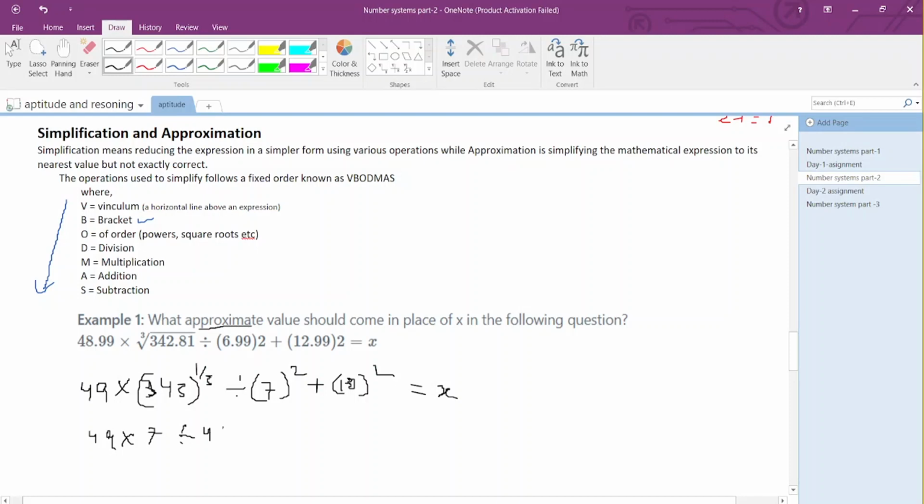So 7 square is 49, and the same way plus 13 square. 13 square is nothing but 169. So here, it is equal to x. So now this is a very simplified equation, right? So we can directly solve.